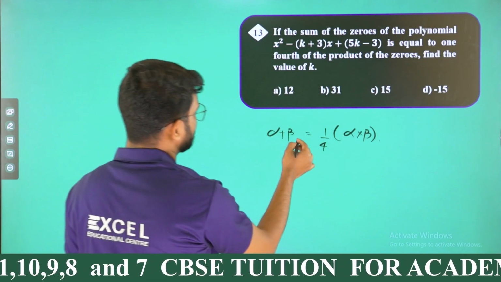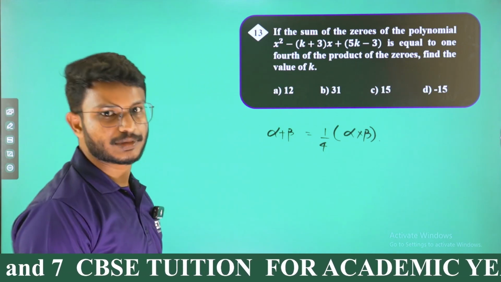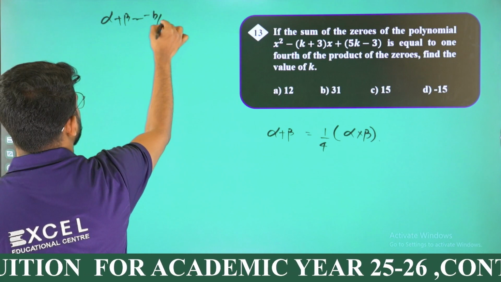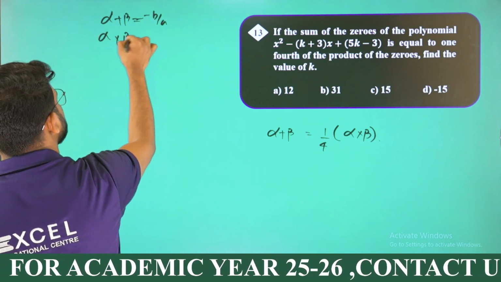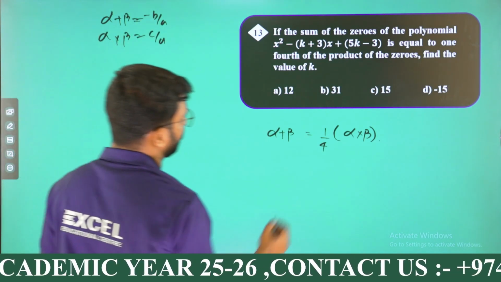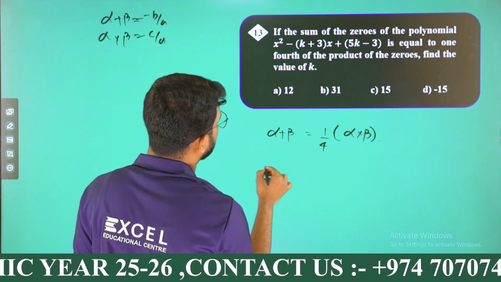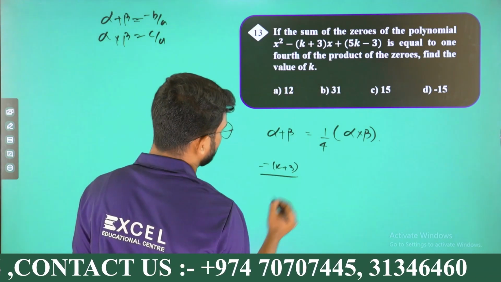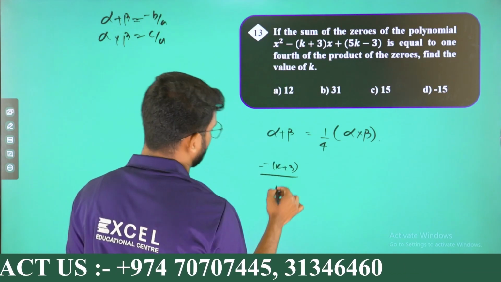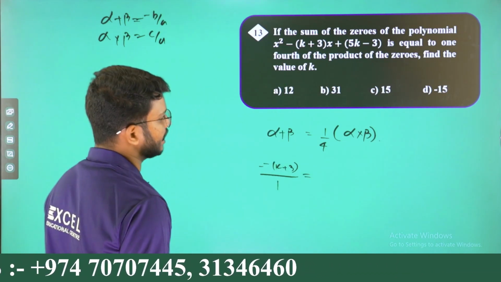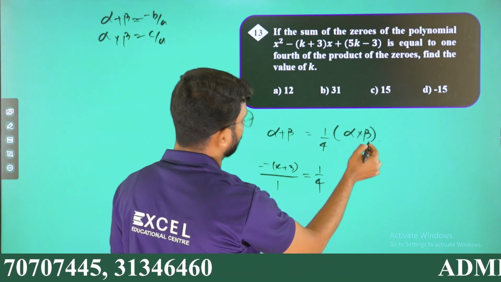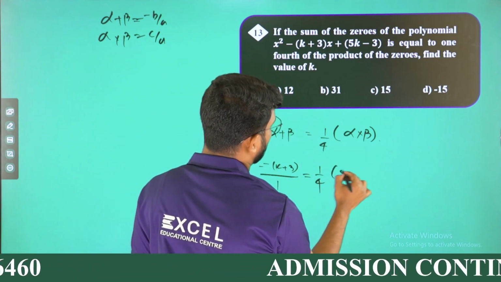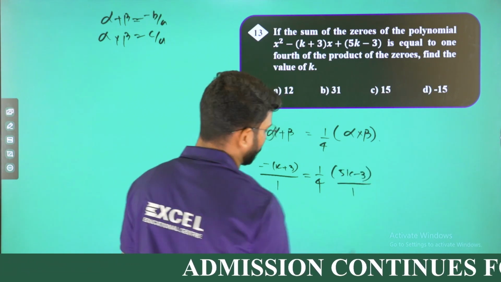Next, we can substitute alpha plus beta as minus b by a, and alpha into beta is equal to c by a. Minus b by a becomes the negative of negative (k + 3), which is b, by a. What is a? 1. So this is equal to 1/4 of c by a. We can replace c by a here: c is 5k minus 3, divided by 1.